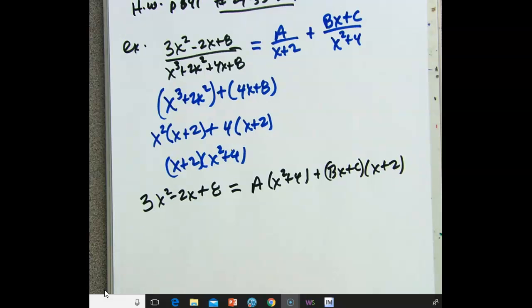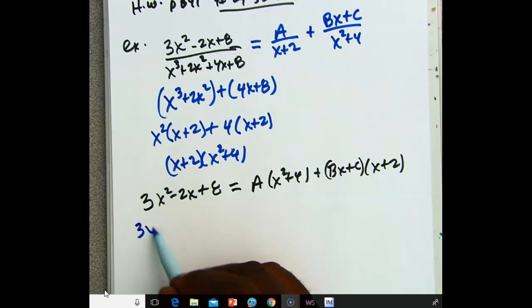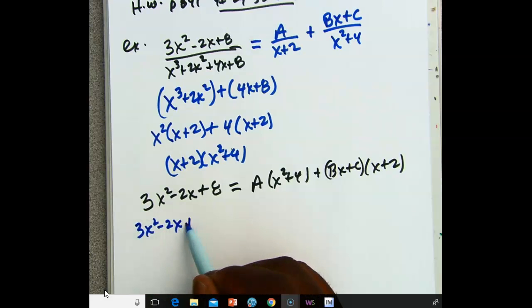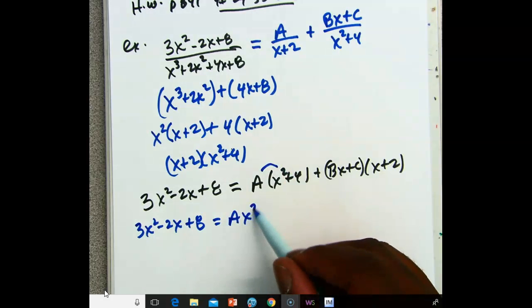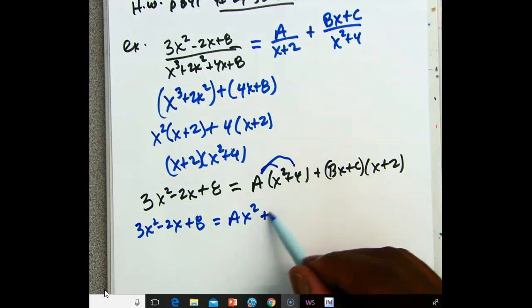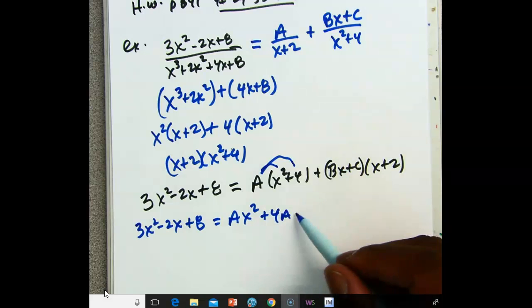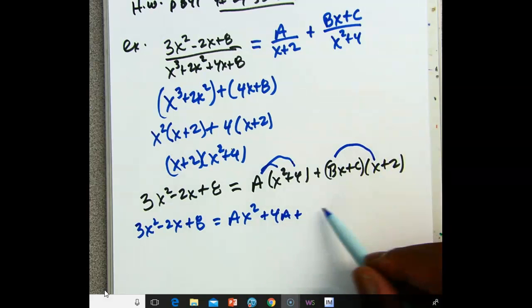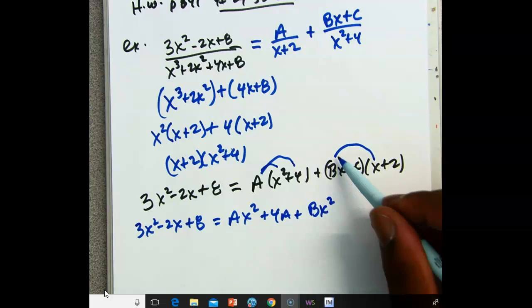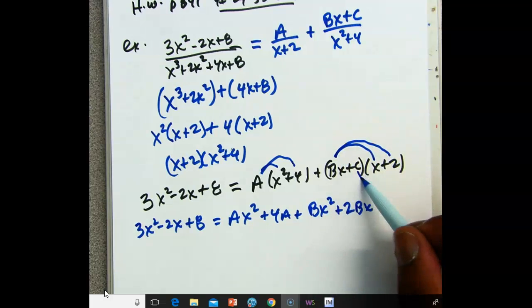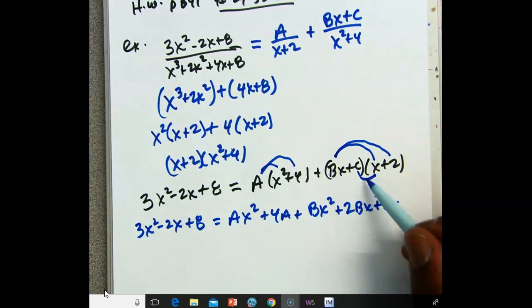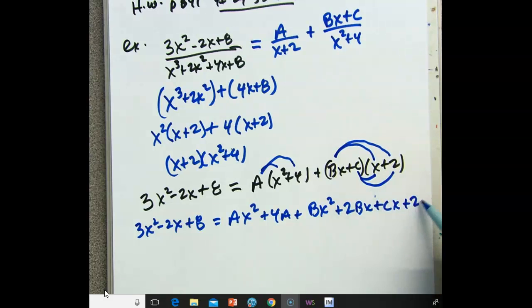Okay, distribute. 3x squared minus 2x plus 8 equals Ax squared plus 4A plus Bx squared plus 2Bx plus Cx, and then plus 2C.